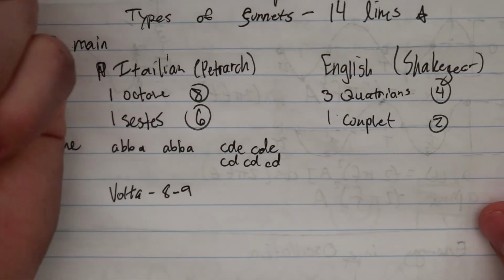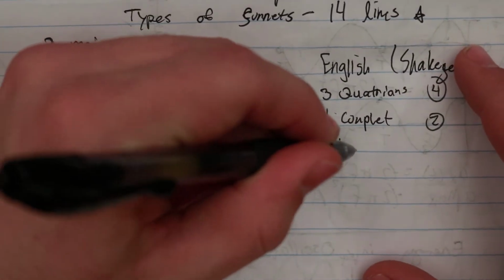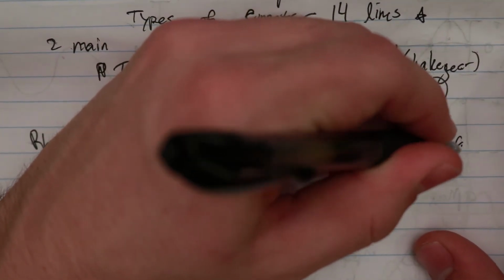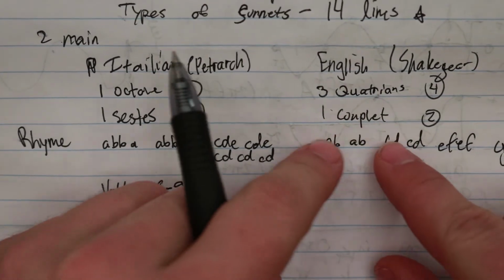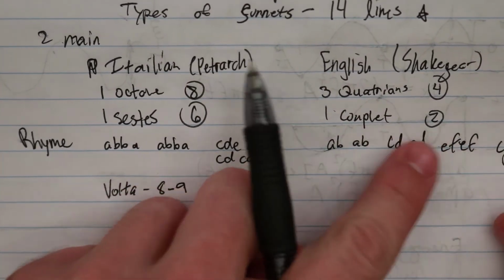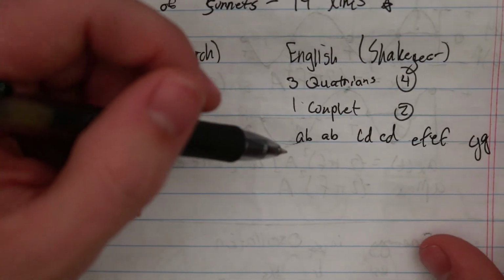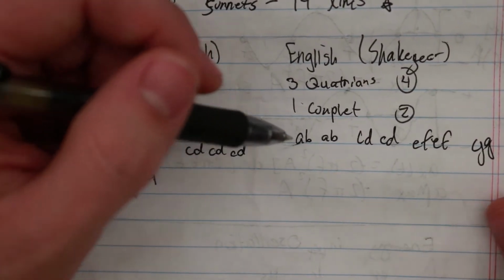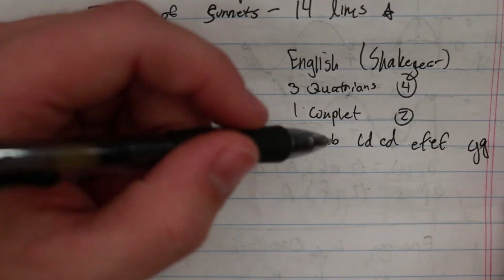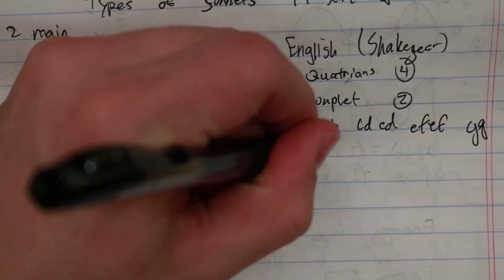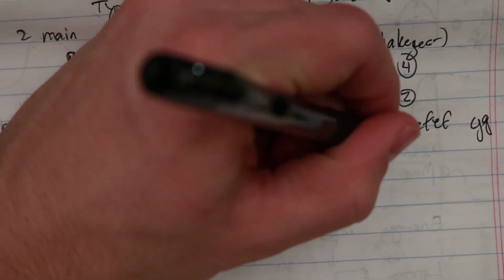And then for the English one, we call AB, AB, CD, CD, EF, EF, GG. That is usually what it is. So we have our first quatrain, our second quatrain, our third quatrain, and then our GG couplet. The volta usually appears around when the couplet comes in. The couplet kind of pulls that off. So around 9 and 10 is when the volta appears here.